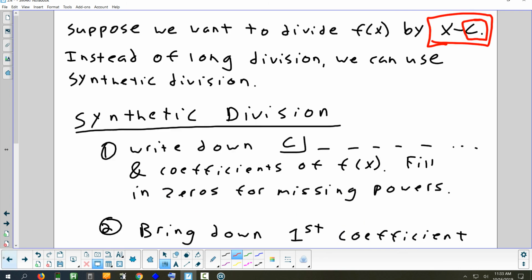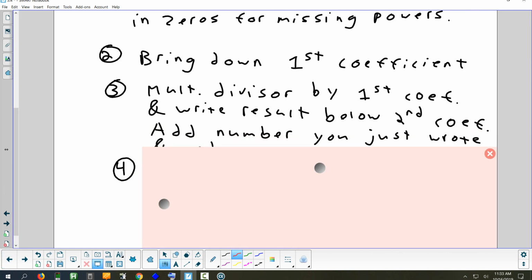Now, still part of the same step. Add those numbers up. Add the number that Chris just told me, 3, and the one that's above it. So we're going to add up the column we just created. A little different than long division. Long division you subtract. Synthetic division, you add.